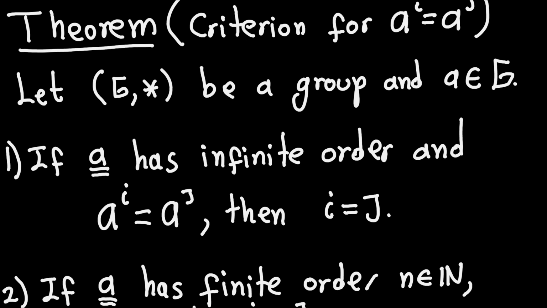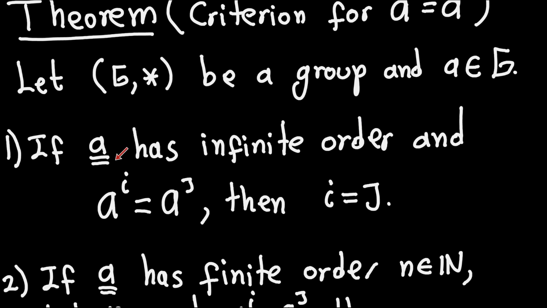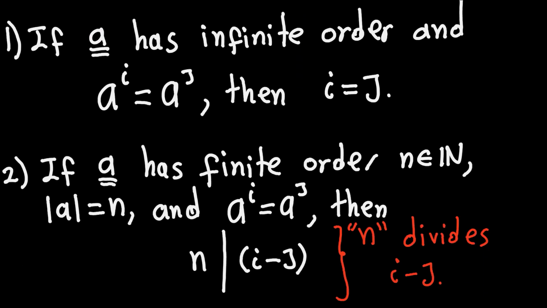In this case, let's say we have a group G, star. So G is the set and star is the binary operation, and we have an element A of G. Now, if the element A has infinite order, and A to the I is the same as A to the J, then the exponents are the same. But that's only under the assumption that A has infinite order. Now, if A has finite order, the story is a little bit different.